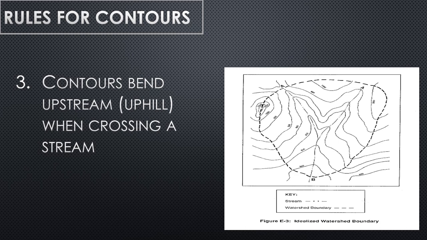Three, contours bend upstream or uphill when crossing a stream. This is due to erosion and things like that. But if you're asked the question, where is the stream or where's a river on this one? This is actually pretty easy to tell. You'll notice that the lines make kind of an arrow shape.